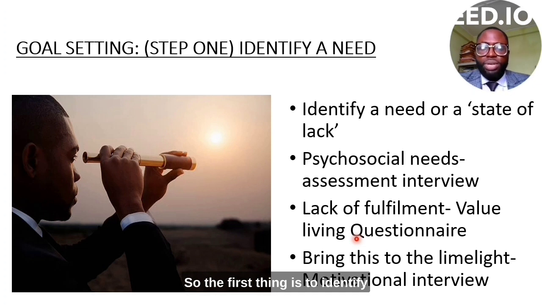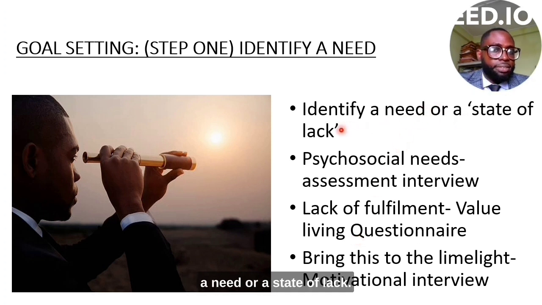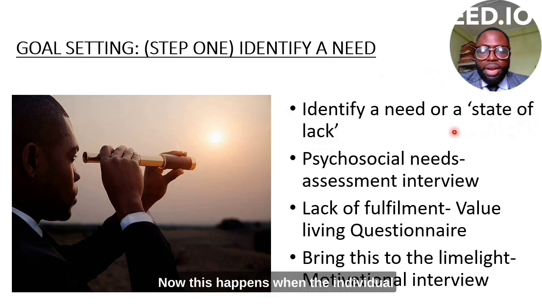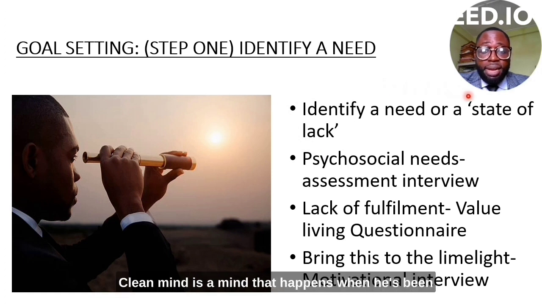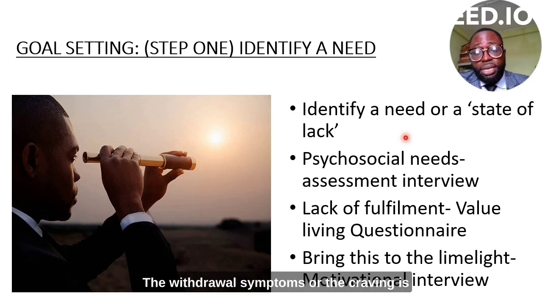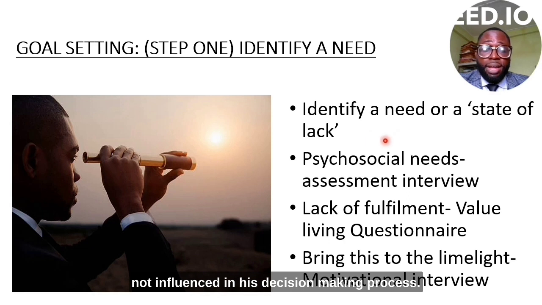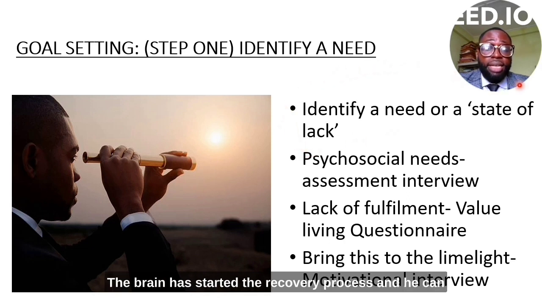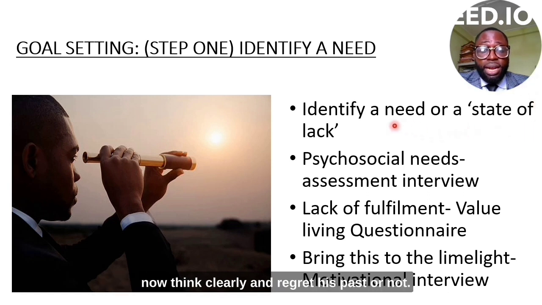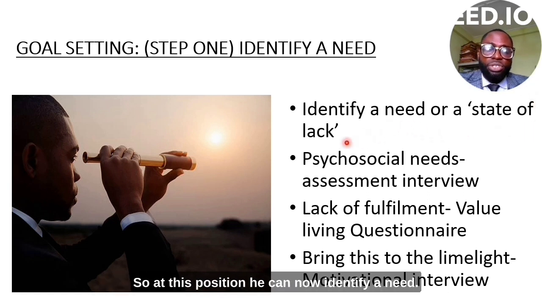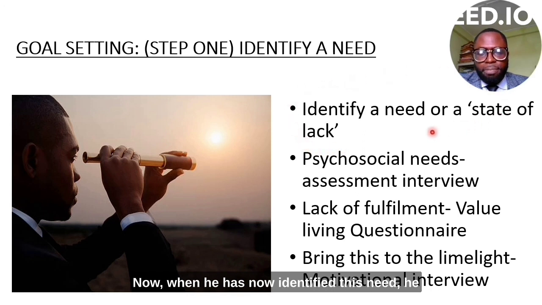So the first thing is to identify a need or a state of lack. Now, this happens when the individual is in the clean mind. Clean mind is a mind that happens when he's been free of drugs for like 4 weeks. In this state, the withdrawal symptoms or the craving is not influencing his decision making process. The brain has started the recovery process and it can now think clearly and regret his past or not. So at this position, he can now identify a need: okay, I've not done well in school, I've fallen back in life, my family is having issues, I don't have a job. Now, when he has identified this need, he thinks of ways of meeting his needs.